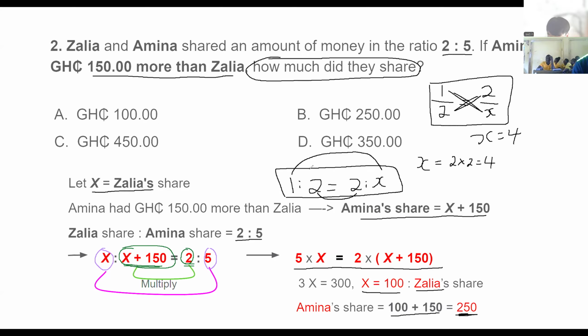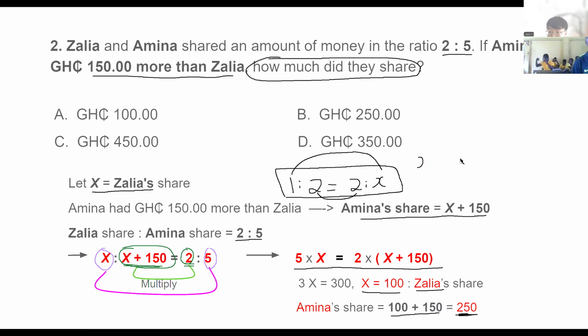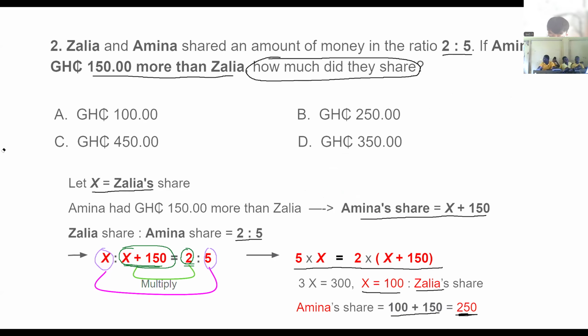Let's have just one more question before we move on. So 3 to 5 is equal to 15 to x. Can you find the x here?